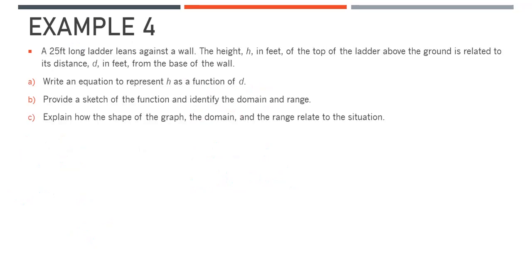Now let's look at one last problem, a word problem. A 25-foot long ladder leans against a wall. The height, h in feet of the top of the ladder above the ground, is related to its distance, d in feet from the base of the wall. Write an equation to represent h as a function of d.